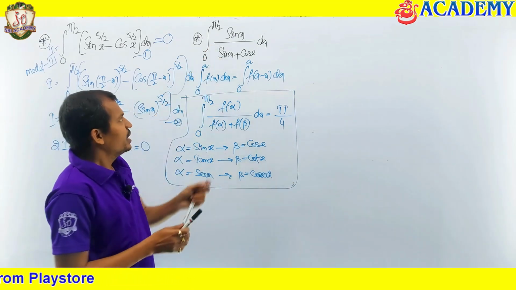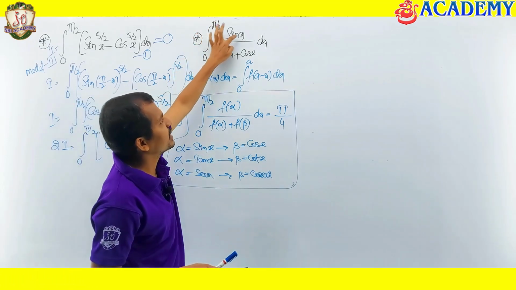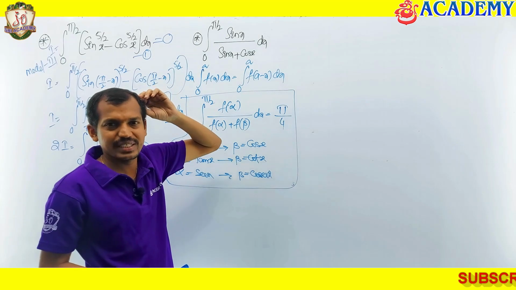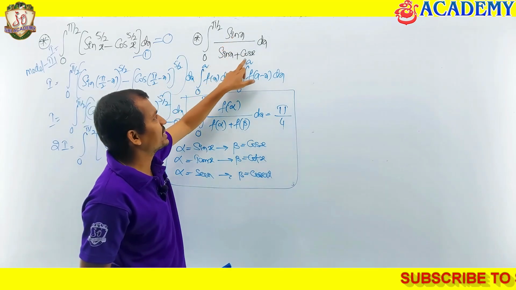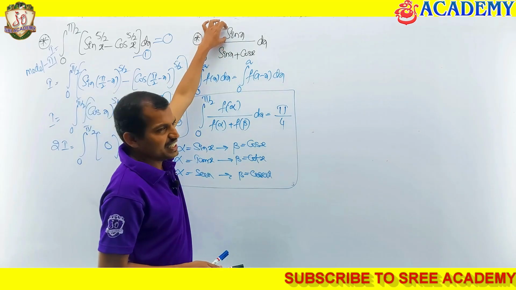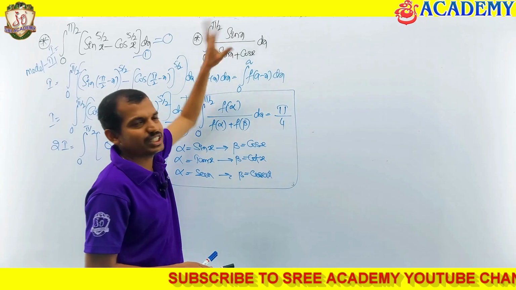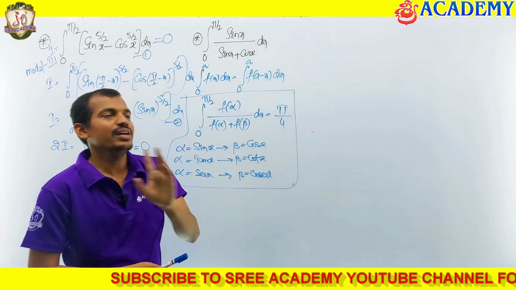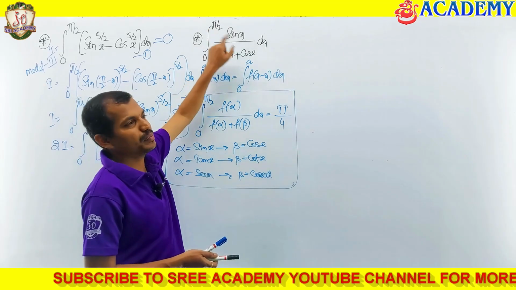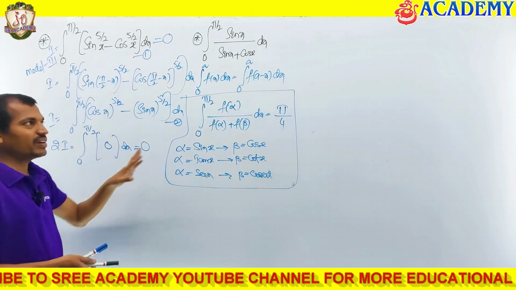Same thing, if you write pi by 2 minus x in place of x, sin of pi by 2 minus x is going to be cos x. If you add in the numerator, in the first term it is going to be sin x, in the second it is going to be cos x. Sin x plus cos x is the same thing and cancels, that is 1. Integration of 1 is going to be x, so pi by 2 minus 0. Already 2I is equal to pi by 2, so I equals pi by 4.